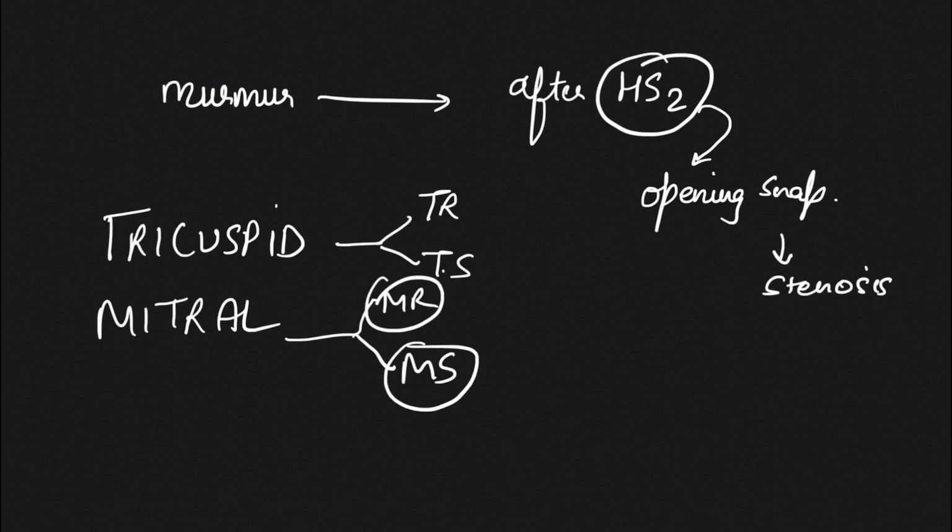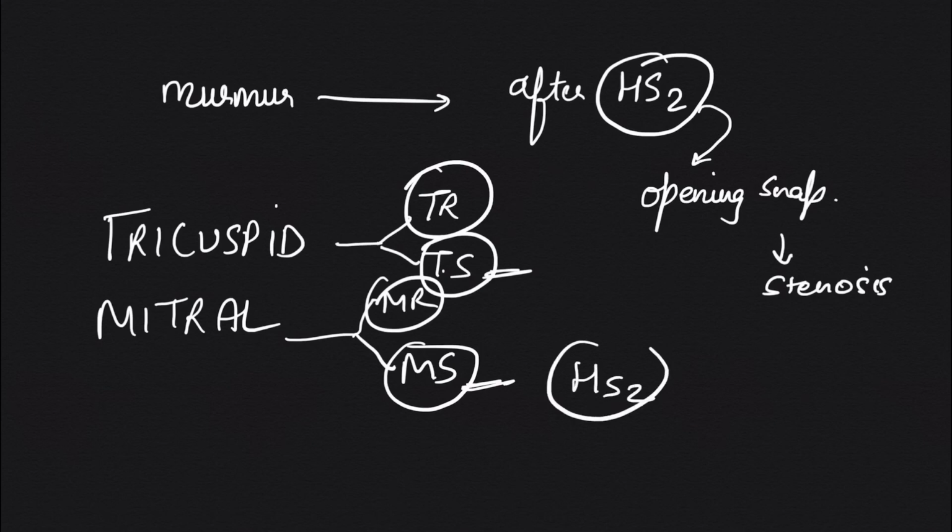Now the difference for them will be, if we are talking about the stenosis, we'll have to auscultate with the bell of the stethoscope, and these murmurs will be heard after the second heart sound and with an opening snap. And in case of TS, we might also get a secondary murmur.